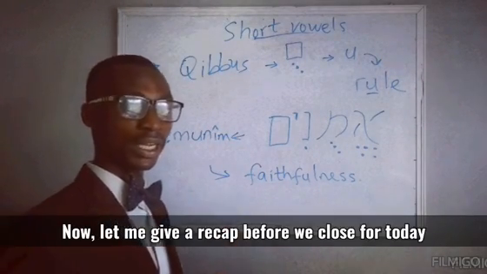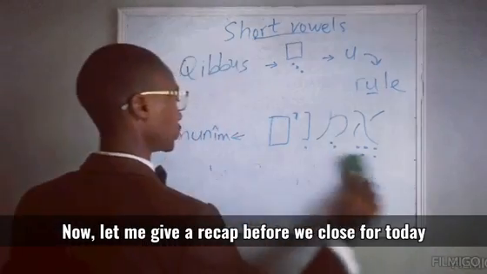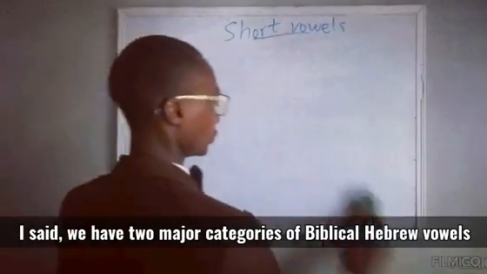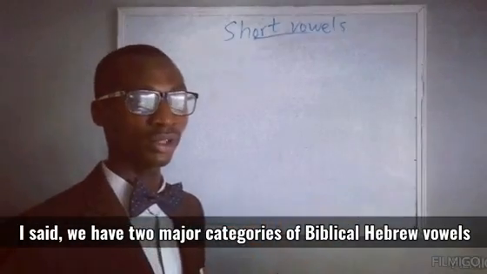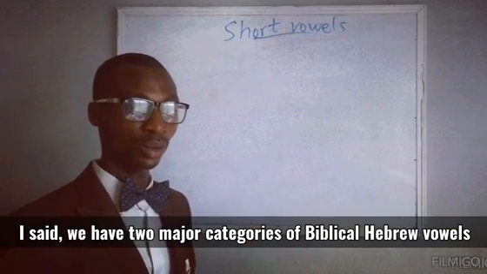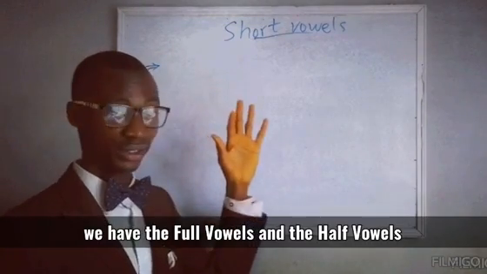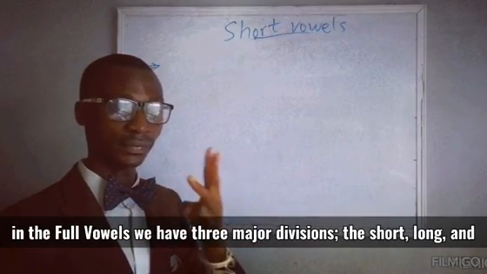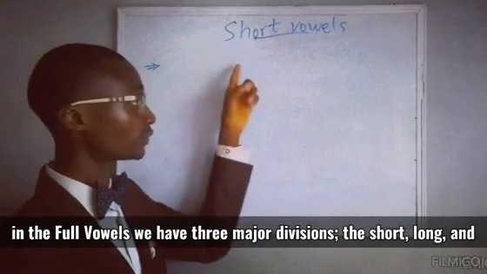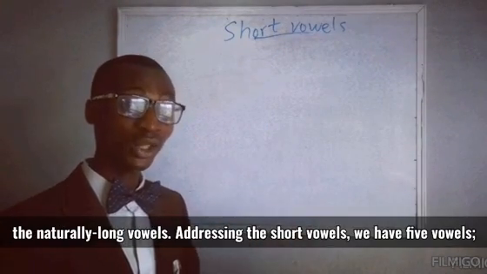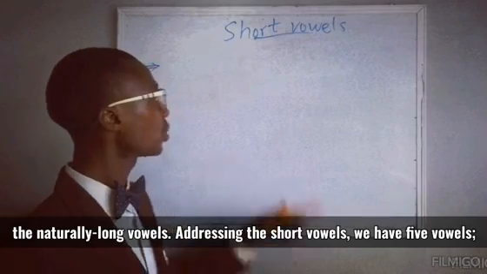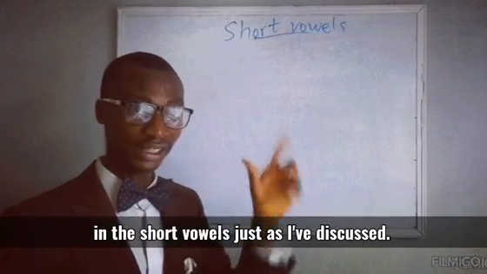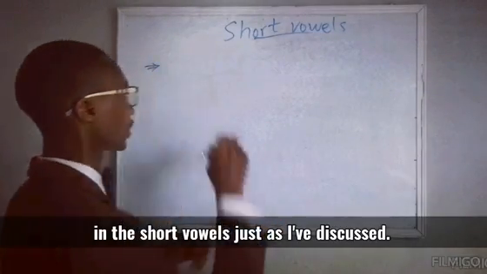So let me give a recap now before we close for today. We have two major categories of the biblical Hebrew vowels: the full vowels and the half vowels. In the full vowels, we have three major divisions: the short vowels, the long vowels, and the naturally long vowels. Addressing the short vowels, we have five vowels, and those are the things I discussed.